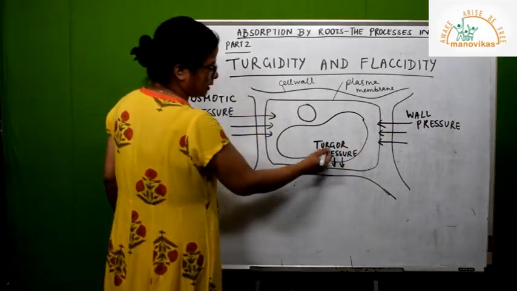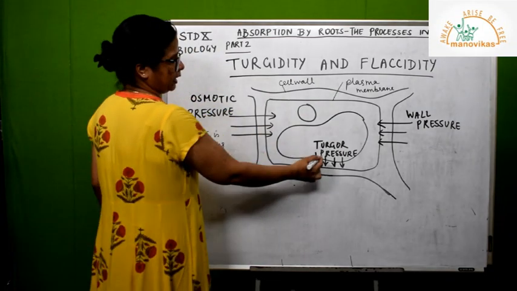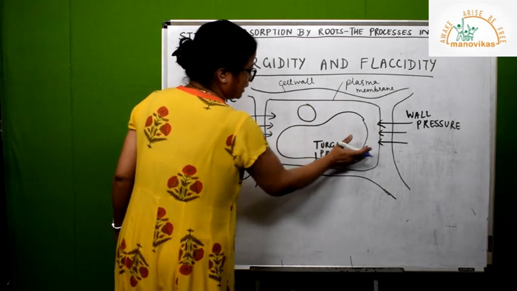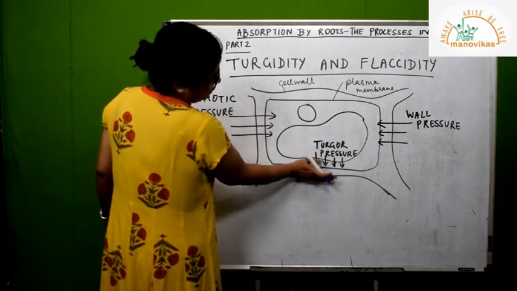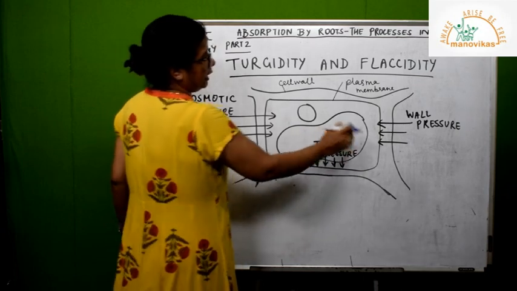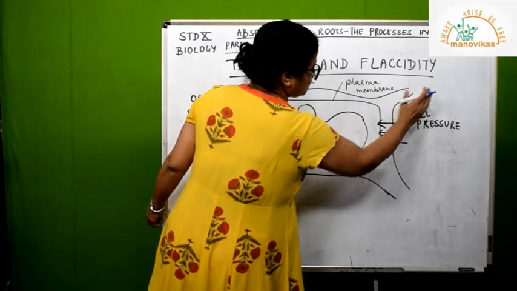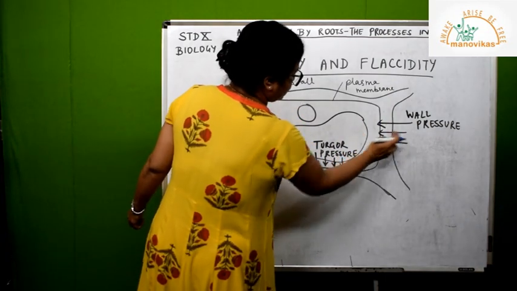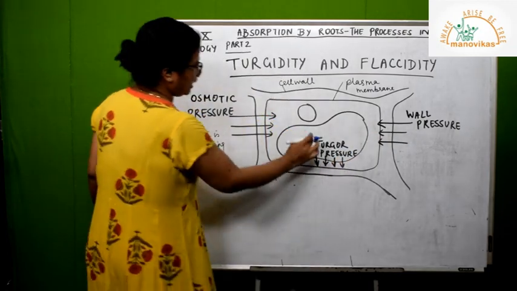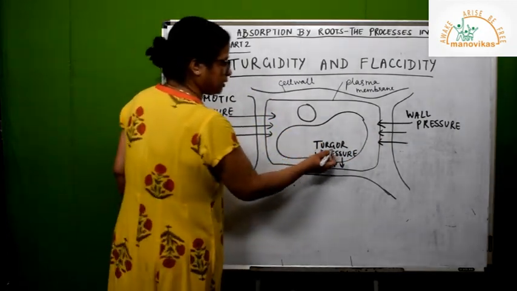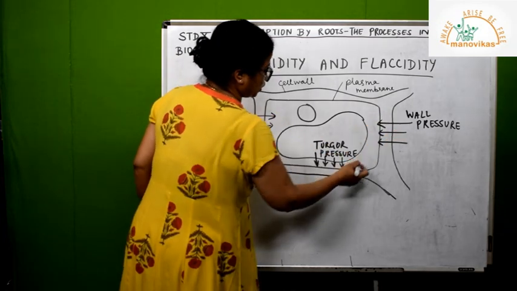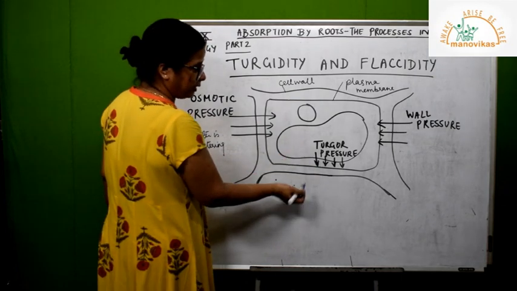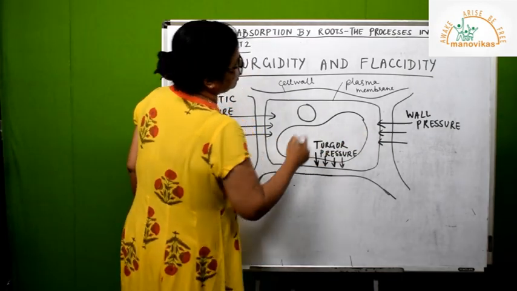So let us define turgor pressure. When a cell is in a fully turgid condition, the turgor pressure acts in an outward direction, wherein the cell contents put a pressure on the cell wall. At the same time, what is wall pressure? Wall pressure is the pressure exerted by the cell wall on the cell contents. You can see this is working inwards, this is working outwards. So understand the difference between turgor pressure and wall pressure. If you are given a diagram like this, you should be able to identify the direction in which both are working.